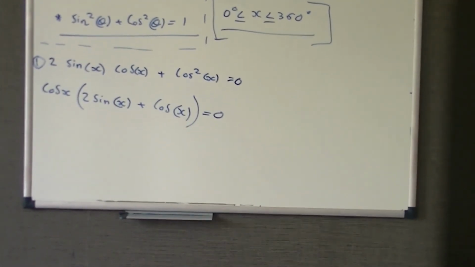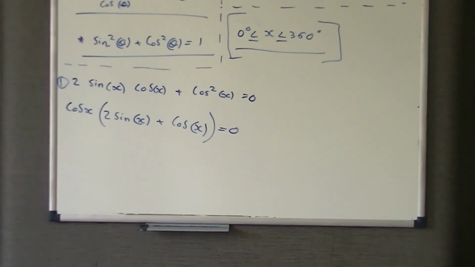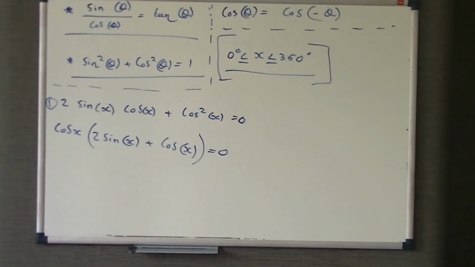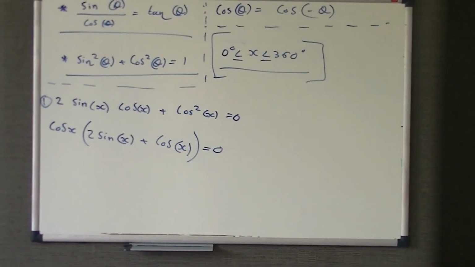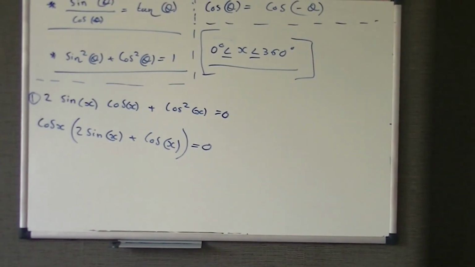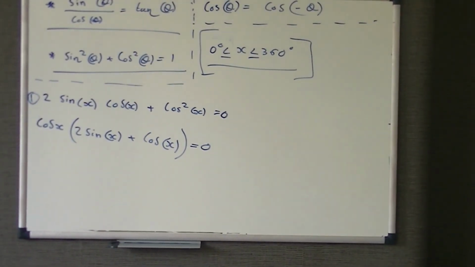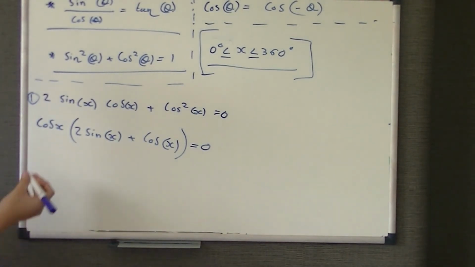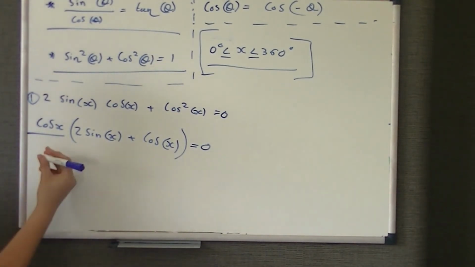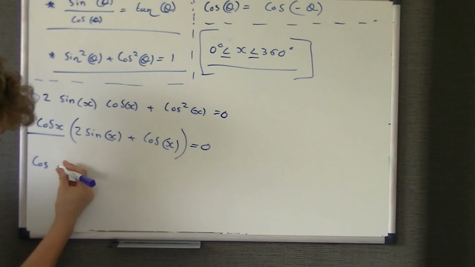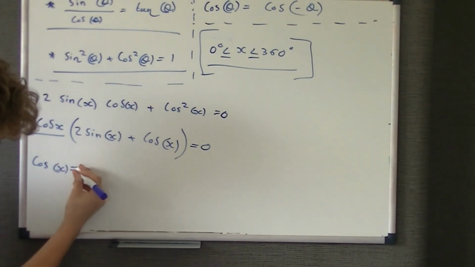And obviously if that's going to equal 0, either cos x is going to equal 0, or 2 sine x plus cos x is going to equal 0. So we'll start with the easiest bit, we'll start with this bit. So cos x equals 0.